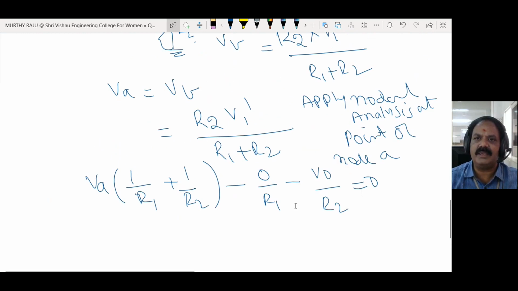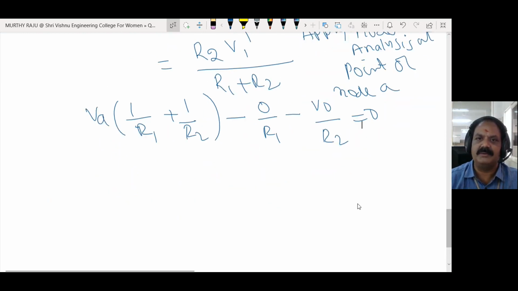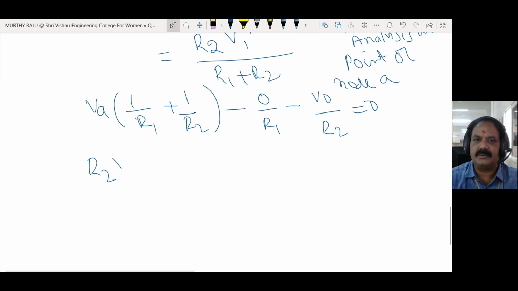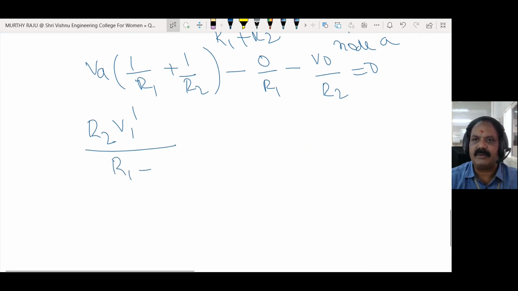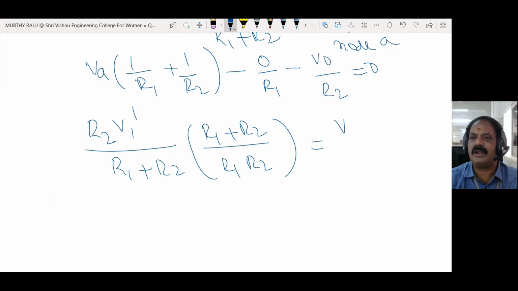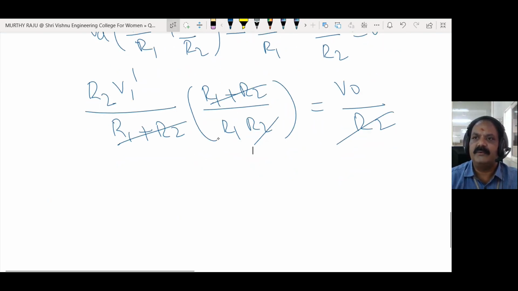But VA is equal to R2 into V1 dash by R1 plus R2. So R2 into V1 dash by R1 plus R2, multiplied by R1 plus R2 by R1 R2, is equal to V0 by R2. R1 plus R2 is cancelled. R2 is cancelled. Therefore, V0 due to V1 dash is V01. V01 is equal to R2 by R1 into V1 dash.